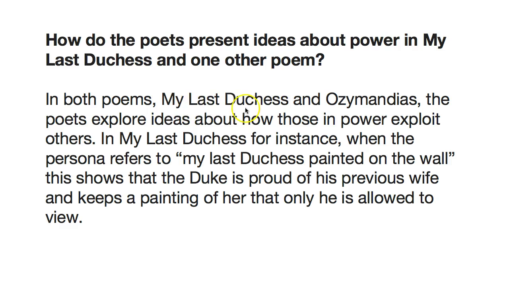In both poems, My Last Duchess and Ozymandias, the poets explore ideas about how those in power exploit others. In My Last Duchess, for instance, when the persona refers to My Last Duchess painted on the wall, this shows that the Duke is proud of his previous wife and keeps a painting of her that only he is allowed to view.